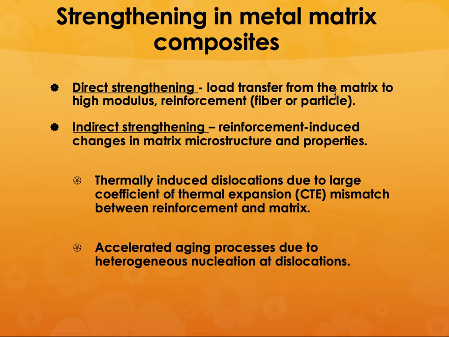For example, if there are CTE mismatches, you can have a shrinkage of the matrix around the fibers that can improve the fiber to matrix bonding. Or you can also have accelerated aging processes due to some nucleation at dislocations in the case of metal matrix composites. But this won't be the case in polymer matrix composites or ceramic matrix composites.